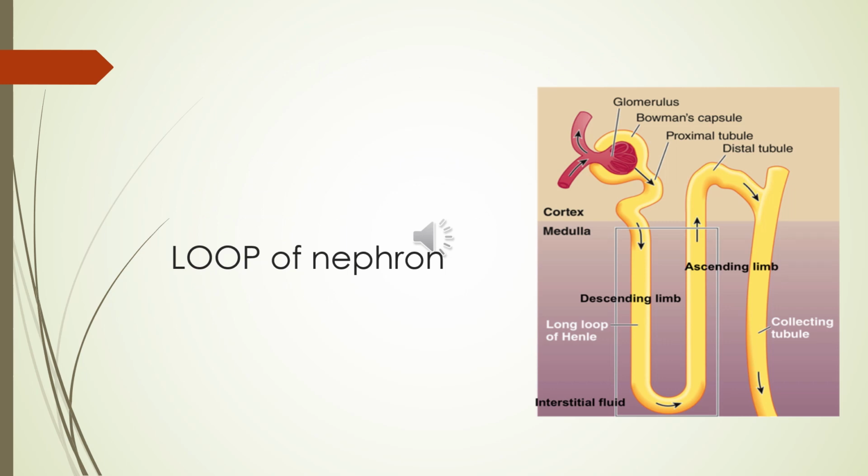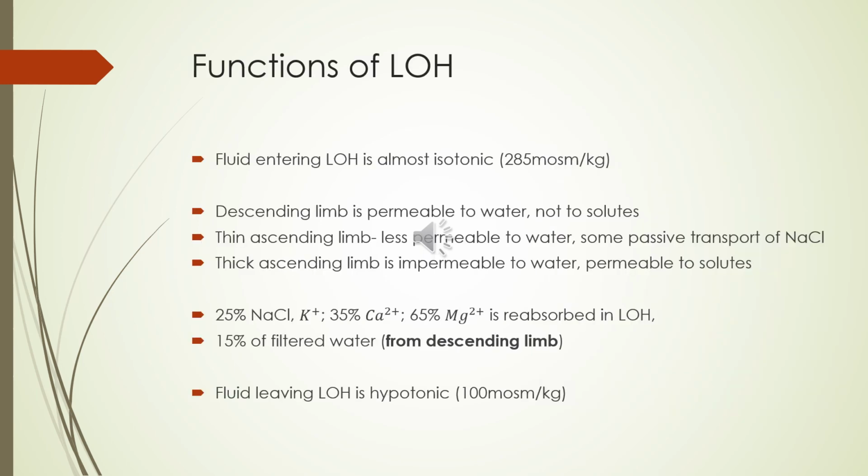Next, we'll deal with the functions of the middle portion of the nephron, that is the loop of Henle. We know that cortical nephrons have a loop of Henle with a thin descending limb and a thick ascending limb, whereas juxtamedullary nephrons will have a thin descending limb, a thin ascending limb, and a thick ascending limb. And all these segments have different transport properties and different permeability. So let's see them in detail. Now, let's see the functions of the loop of Henle.